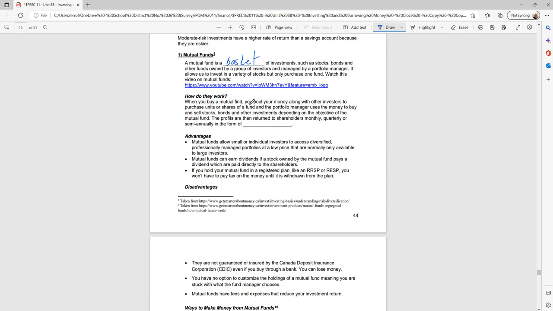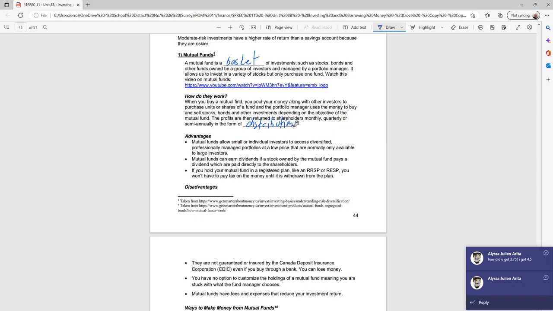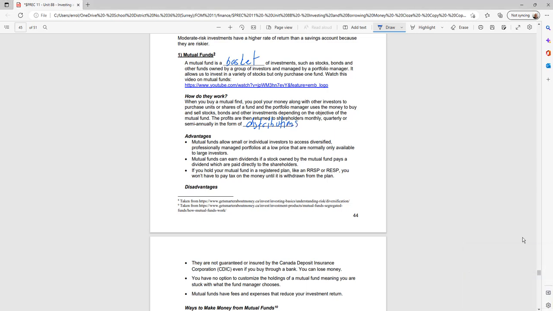How do they work? When you buy a mutual fund, you pool your money along with other investors to purchase units or shares of a fund, and a portfolio manager uses the money to buy and sell stocks, bonds, and other investments depending on the objective of the mutual fund. The profits are then returned to shareholders monthly, quarterly, or semi-annually in the form of what's called distributions. Mutual funds allow smaller individual investors to access diversified, professionally managed portfolios at a low price that are normally only available to large investors. Mutual funds can earn dividends if a stock owned by the mutual fund pays a dividend, which are paid directly to the shareholders.